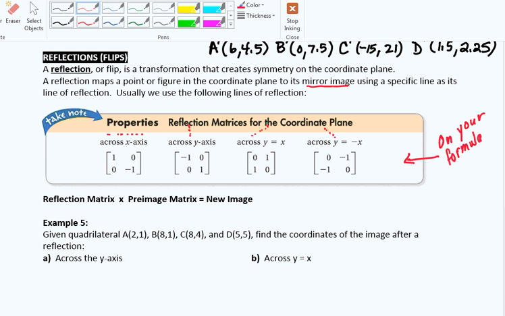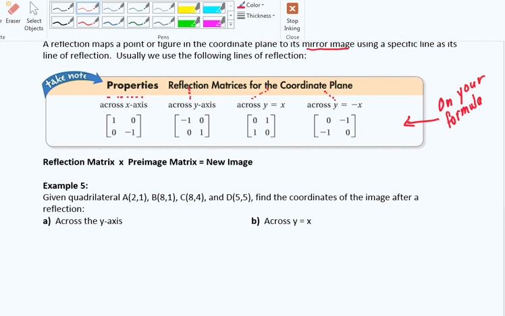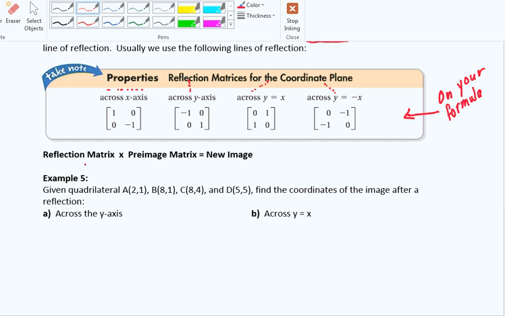Okay, so we are going to multiply to get our reflection. It says the reflection matrix. Notice that the reflection matrix is always a 2 by 2 matrix when we're dealing with something in the coordinate plane. So our pre-image matrix, that one is 2 by something, because different numbers of points would give you different numbers of columns. So it's important that you put the reflection matrix first so that your inside dimensions will match. Remember, you can only multiply if the inside dimensions match.